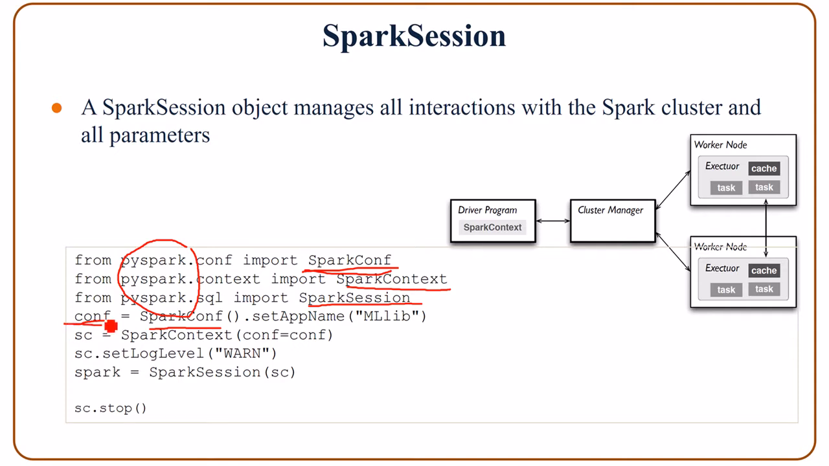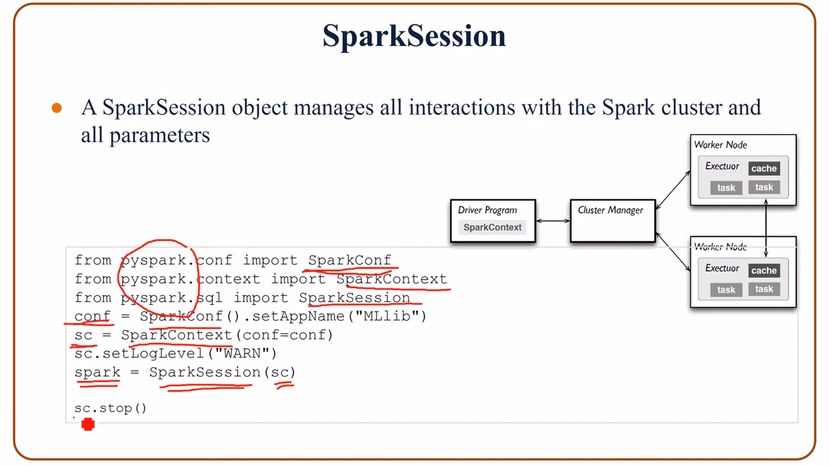The configuration object is then passed to the SparkContext object, and the Spark context is in sc, and then the Spark context sc is then passed to the Spark session object, and later on you can use the spark object to start any other DataFrames activities.